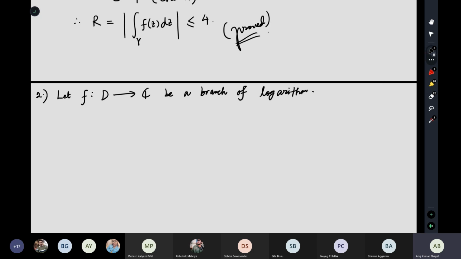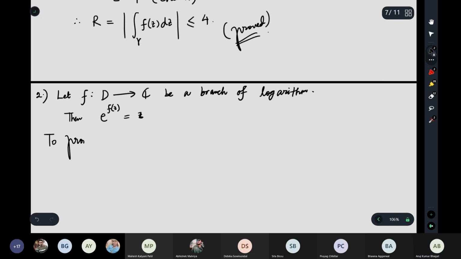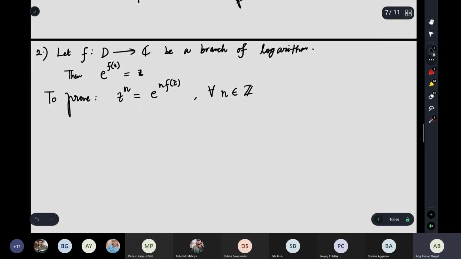So what I have is e to the power f(z) will be z, right? Then show that for any integer n, so to prove, z to the power n is e to the power n f(z). This thing we know for real numbers. We have to prove this for complex numbers, right? We've done this in class 12 also. We use this result in integration and so on. Okay, we want to prove this.